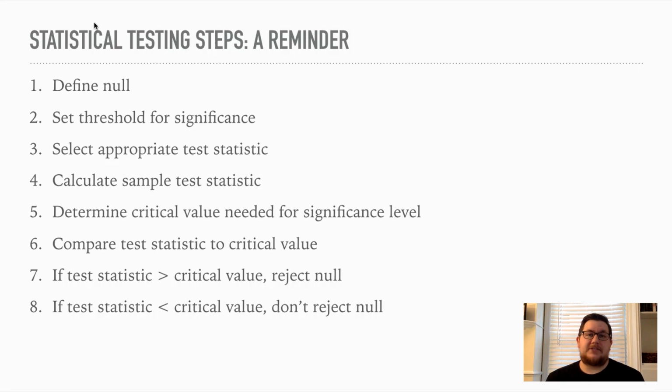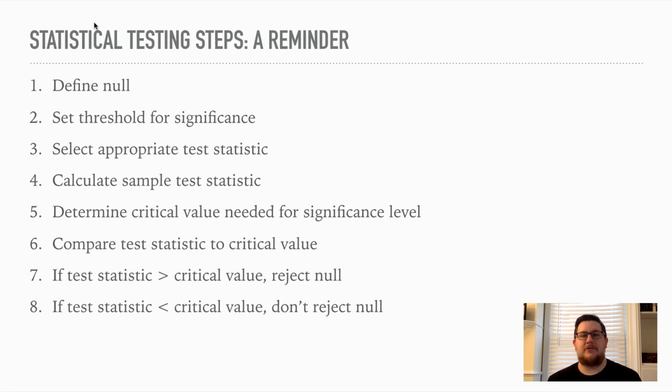Now, statistical testing steps. Remember, step one is that we define our null hypothesis. From there, we set our level of significance that we're interested in. And again, just a pro tip here, just set 0.05, two-tailed test. That's it. That's all we're going to use from here on out. And then we're going to select our appropriate test statistic. Then we're going to calculate that test statistic. Then we're going to consult a t-table to determine the critical value we need for our significance level. Then we'll compare those 2 results and base our judgment on whether or not our test statistic is greater than or less than the critical value.